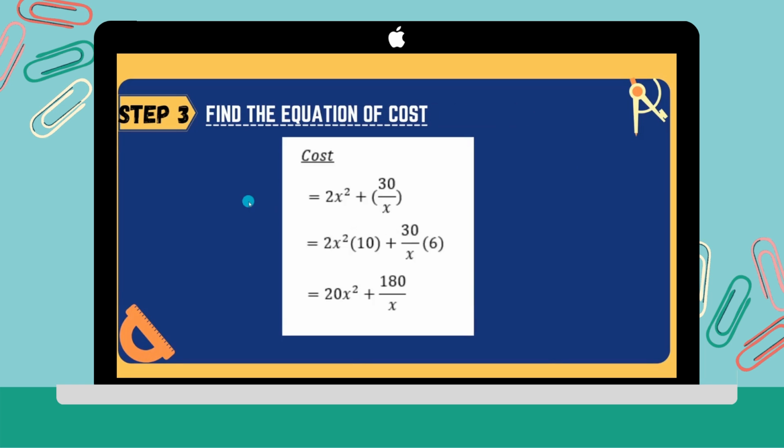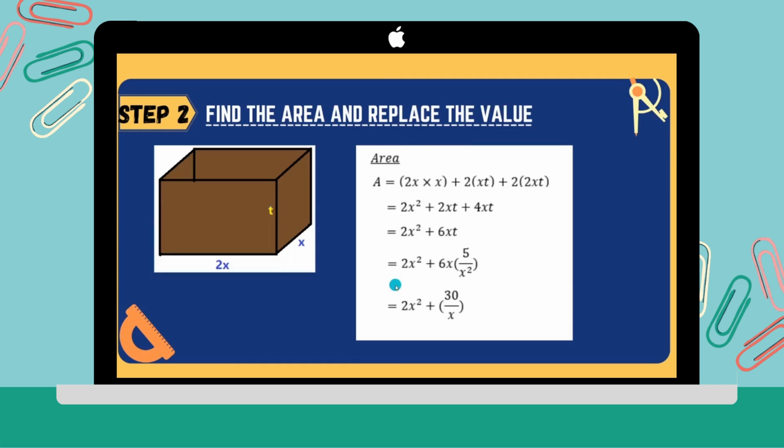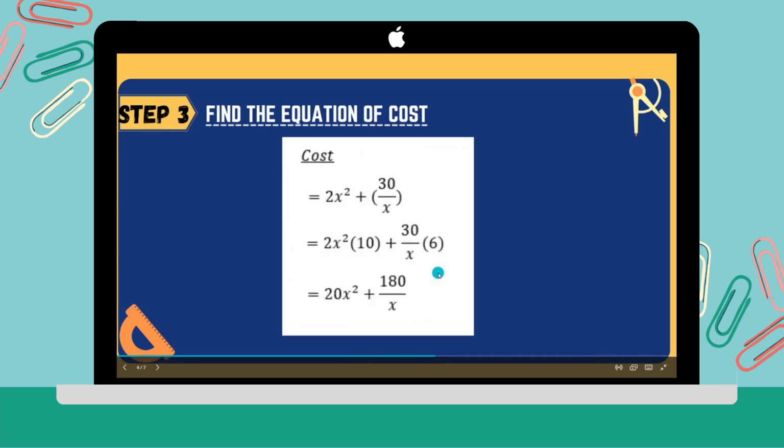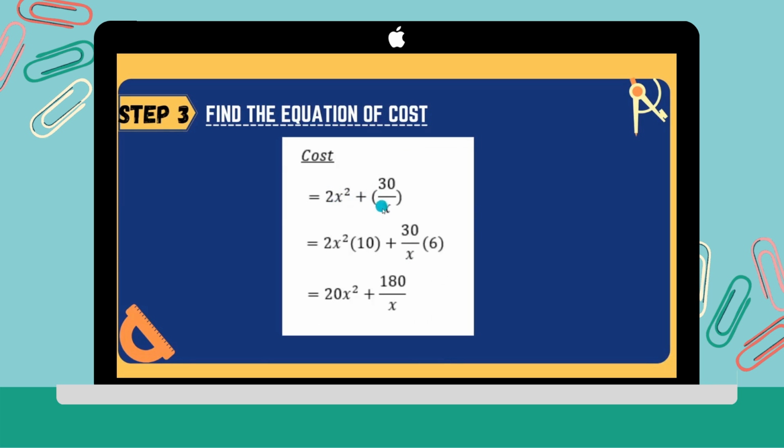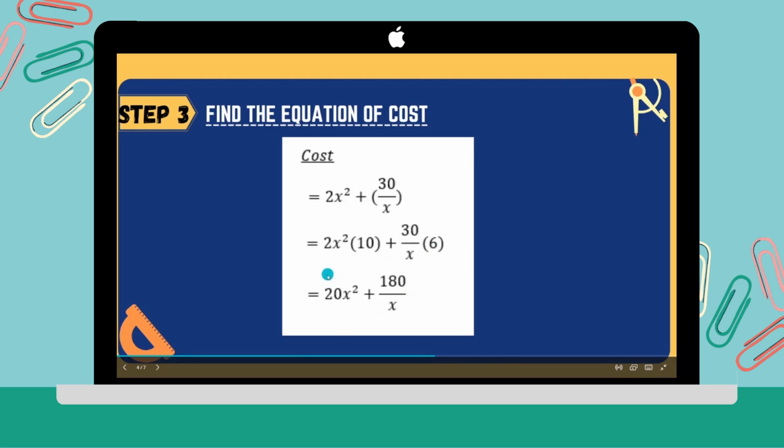So continue to step 3. Find the equation of cost. From the area equation here, 2x squared plus 30 over x. The first term is for the base and the second, 30 over x, is for the sides. In the question, the cost for the base is 10 ringgit and for the side is 6 ringgit. So 2x squared multiplied by 10, we get 20x squared. For the side, 30 over x multiplied by 6, we get 180 over x. So this is the equation for the cost.